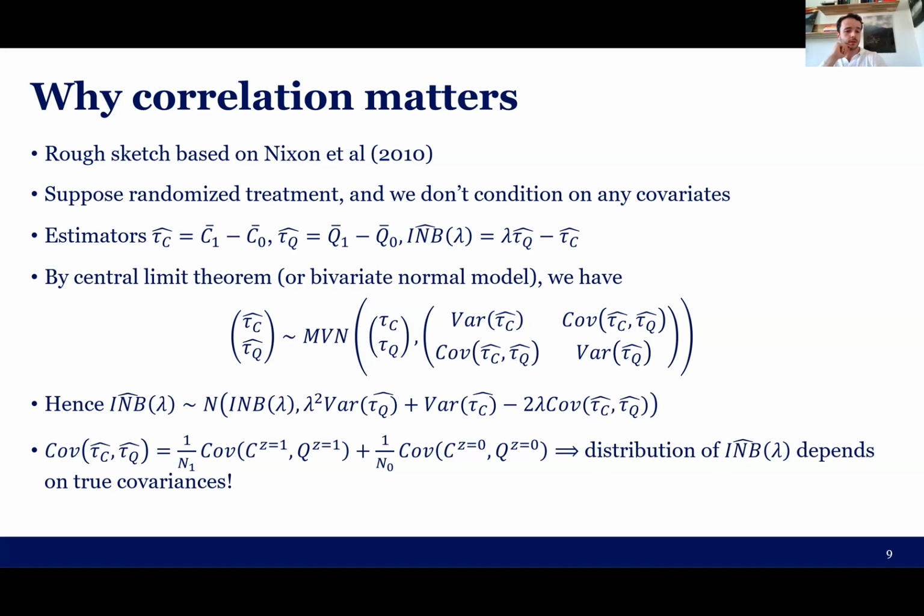The covariance of these two estimators in turn depends on the true covariance between the potential outcomes in each group. That means we should account for that covariance somehow. We should try to model it or include it in the analysis in some way. If we don't, then we might severely overestimate or underestimate the variance of the INB estimator. That's of course bad if we want to construct confidence intervals or interpret the standard errors of the estimate and so on.